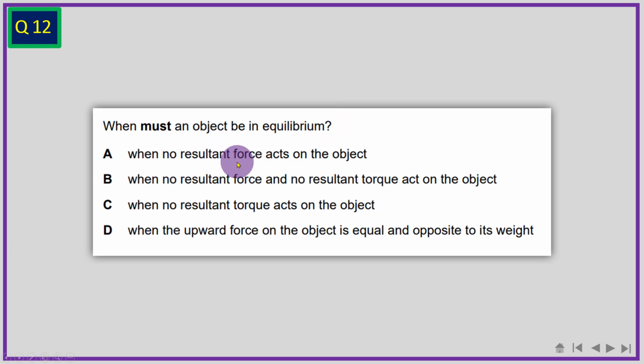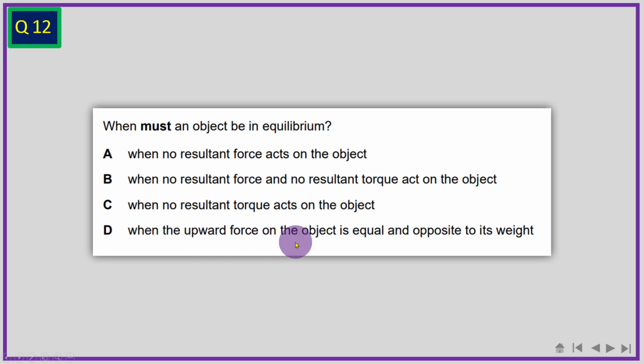When no resultant force acts on the object, in other words, the resultant force is 0, this is just one of the conditions. There are two conditions. When no resultant force and no resultant torque, the other term for moment is torque, act on the object. When no resultant torque acts on the object, it is the second condition for equilibrium. Like I said, here we are looking for the two conditions.